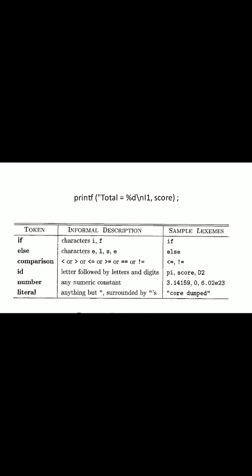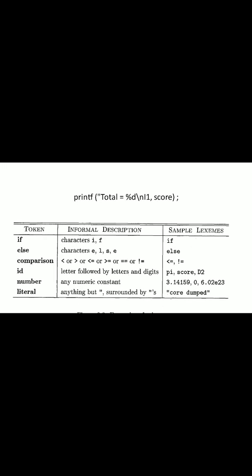So in this example, your lexical analyzer must be able to create tokens: printf and score as identifiers, then total equal to percent d till this double quote ends as a literal, and then the opening parenthesis and closing parenthesis, and then the semicolon. So it must be able to create tokens like that.